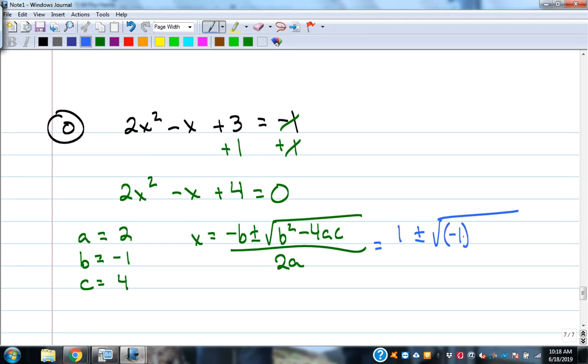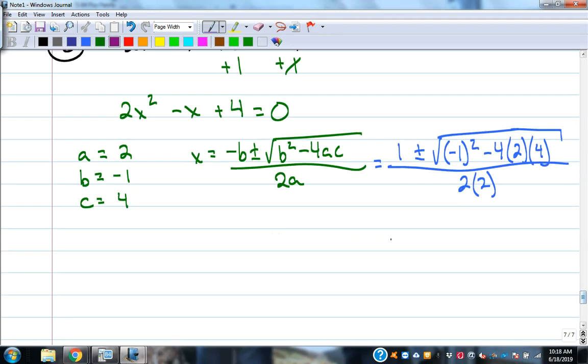And then we got -1 squared. 4 times a is 2. C is 4. On the bottom, 2a, 2 times 2 on the bottom. So it's 4. And then start simplifying. So we get 1 plus or minus. And then I know I got 4 on the bottom. So I'm going to go to the calculator. I'm going to get some help here with the part that's underneath the square root.